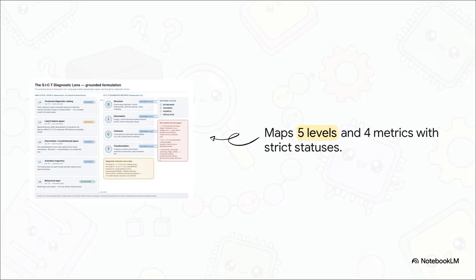Now, check out how perfectly this visualizes the SICT solution. The authors, who are out of the Roth Complexity Lab, basically propose building an MRI for AI. It takes those chaotic internal states and organizes them into 5 distinct levels of analysis, alongside 4 measurable metrics. To be clear, this isn't some new way to train an AI. It's a standardized vocabulary. It's a diagnostic lens to summarize the geometric, informational, and dynamical state of a model.